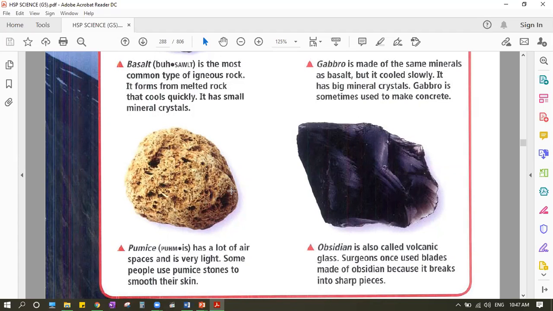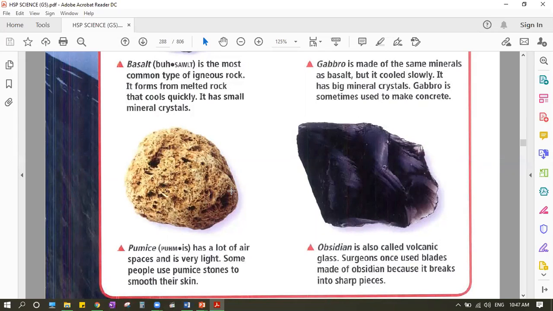Yes, Danah? Obsidian looks burned. Is it only black? Well, it's kind of a dark purple, like really dark purple. Yeah, it looks burned. Does it have other colors? I believe it does.